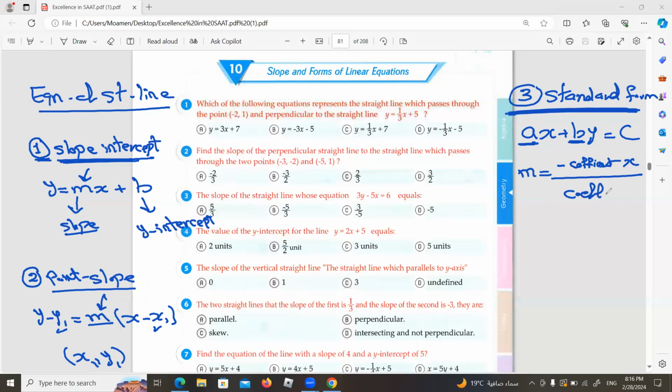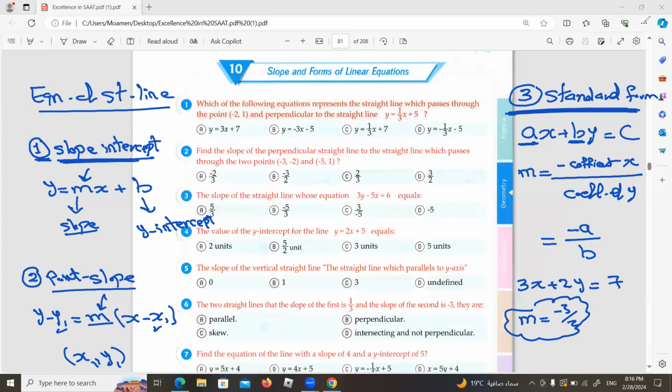So it is negative the coefficient of x over the coefficient of y. It means negative a over b. For example, if I have 3x plus 2y equals 7, what about the slope? The slope will be equal to negative 3 over 2. Directly. Okay, so this is a fast way to find the slope if you have the standard form.